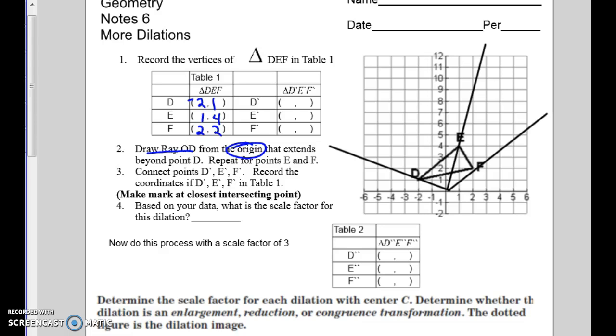Okay, so on dilations, I'm just going to reiterate some of the things that we started to talk about yesterday and maybe recover a couple of things that you're not sure of. All I've done here so far is graph the coordinates on the table according to the picture. Then I drew a ray from the origin, because it told me to, through that point, and I just kept extending it.